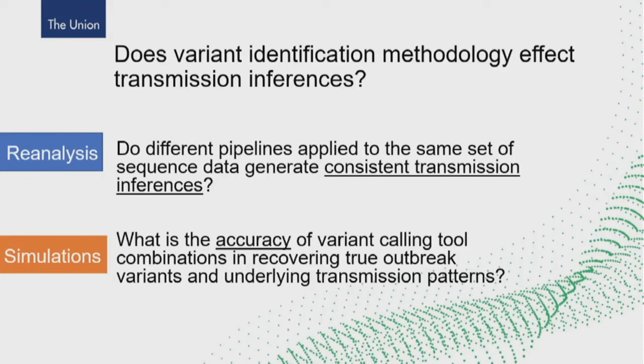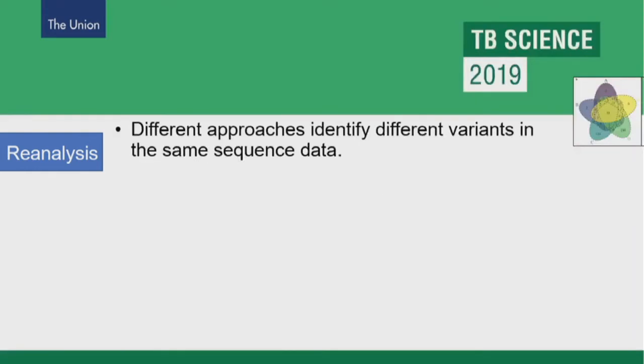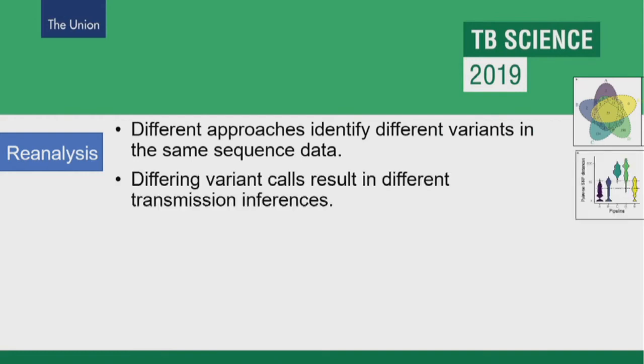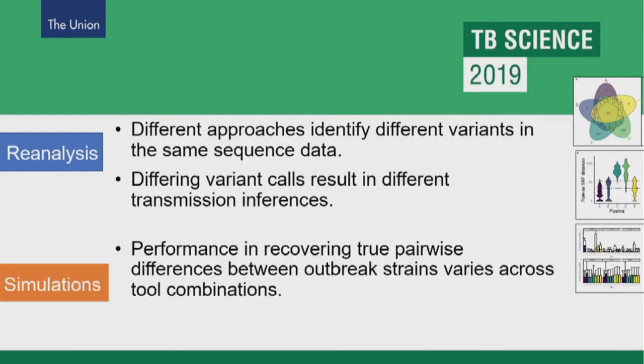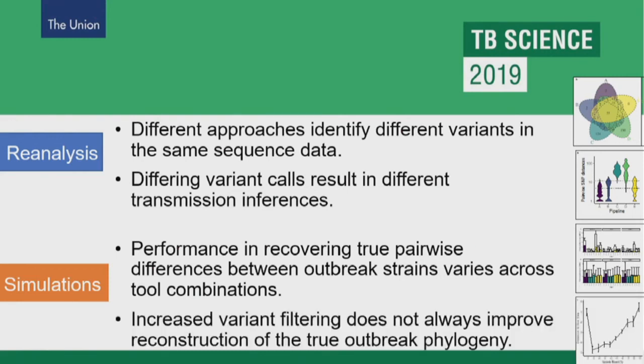Turning back to our original question, we asked, do our methodological choices matter? And we find in the reanalysis of this outbreak that different approaches can identify different variants. And this does result in different transmission inferences. In our simulations, we find that performance varies widely in different tool combinations, and that filtering is important, but does not always improve the reconstruction of the underlying true outbreak phylogeny.